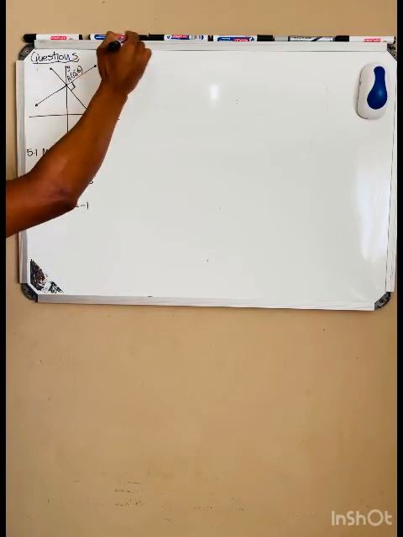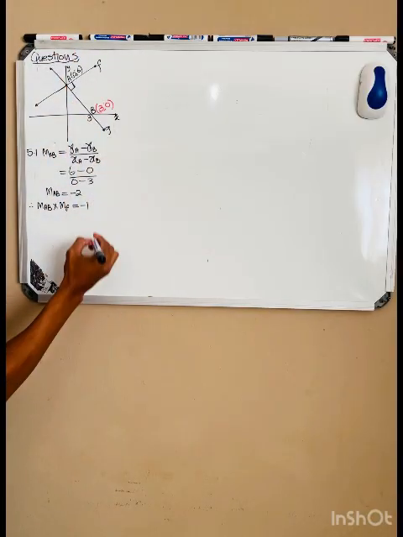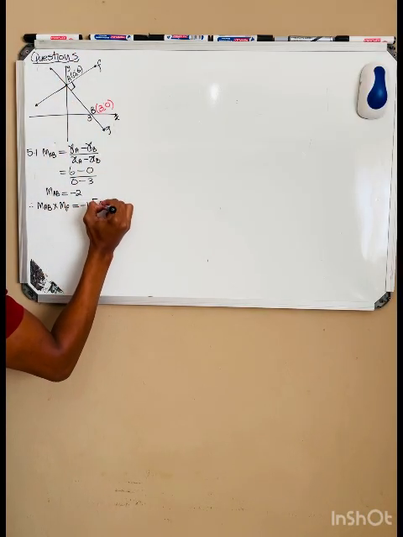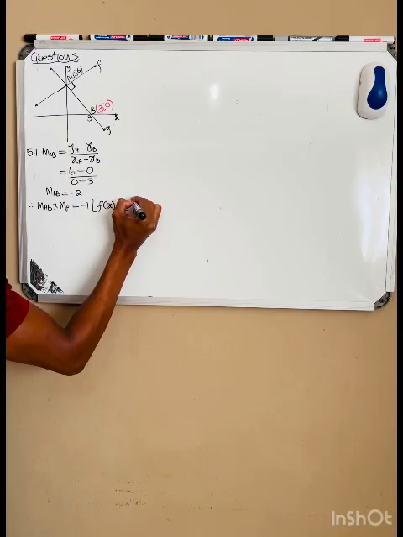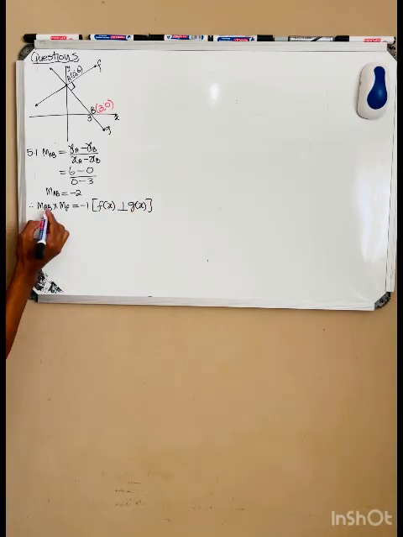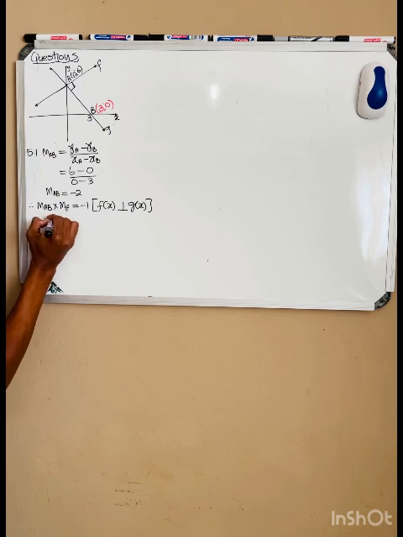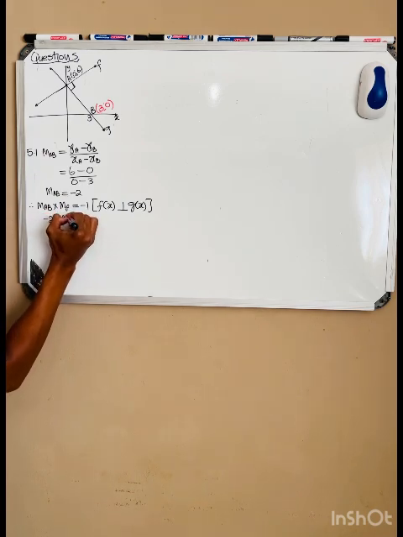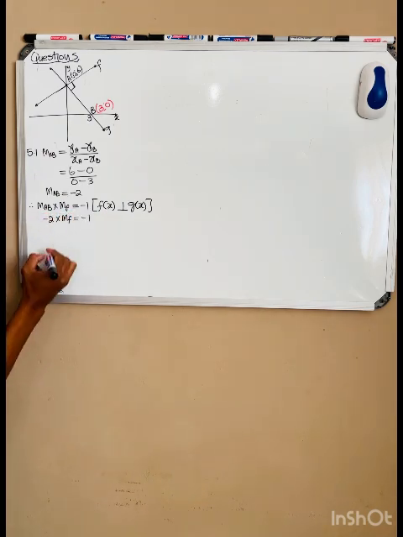Because why? The two functions, they are perpendicular. So we can say f of x is perpendicular to g of x. The graph of f is perpendicular to g. Then what is the gradient of AB? It is minus 2. Then multiplied by the gradient of line f, which we don't know, equals minus 1.